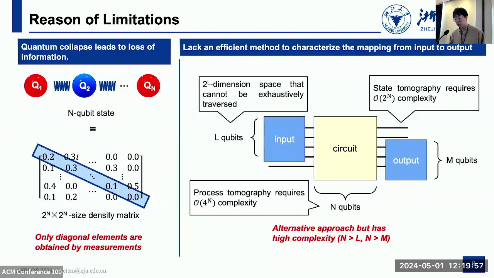Furthermore, the low confidence originates from the fact that the current method cannot efficiently characterize the mapping between the states in the quantum program. Assume that the input has n qubits and the output has m qubits. When testing each input, it has to traverse the 2 to the n dimension space. And for each input, they need state tomography with 2 to the m complexity. An alternative method is to run a process tomography, which requires even 4 to the n complexity, and the n is the program's overall number of qubits, which is usually much larger than that of the input and output.